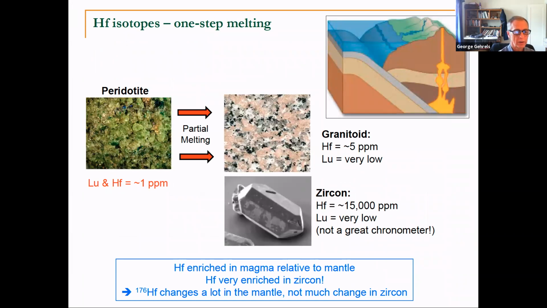We're going to dive down into the mantle. So on the upper right diagram, the dark brown on the right, that's the mantle. Crust is up in the upper part there.